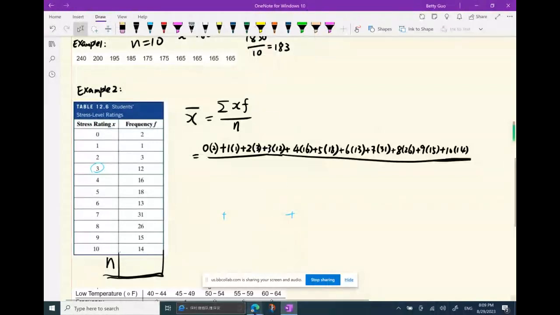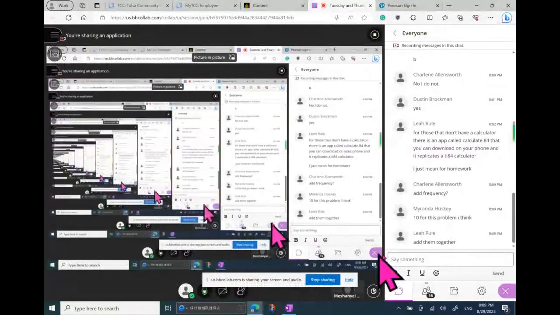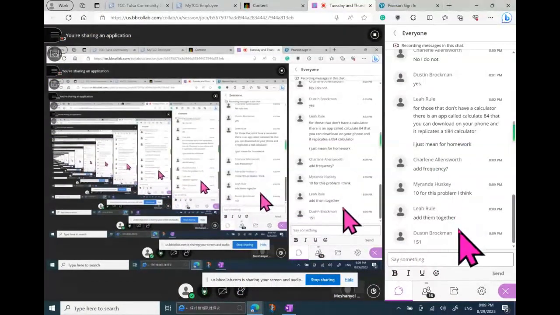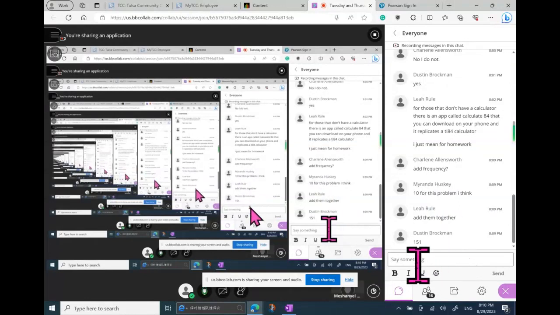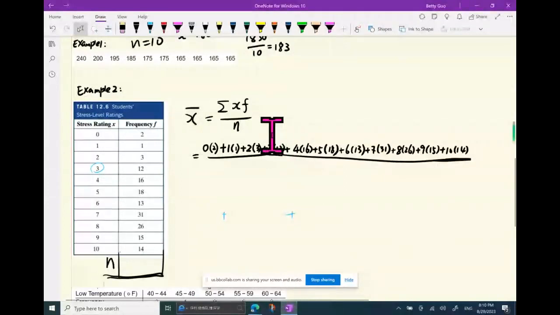Let's see if you have the same answer. We have 151. Add them together. Not 10. The previous example was 10, but this one's a lot more. Add the frequencies together. Add those numbers together. What do you have? Is it 151, guys?